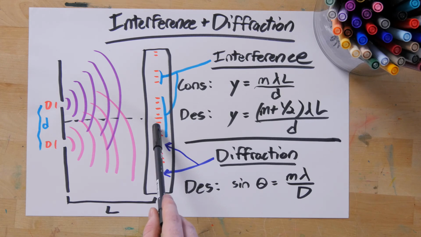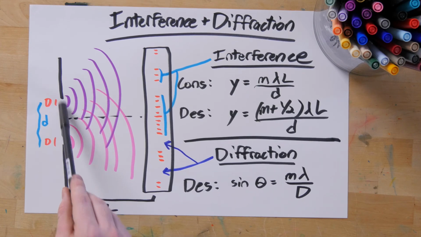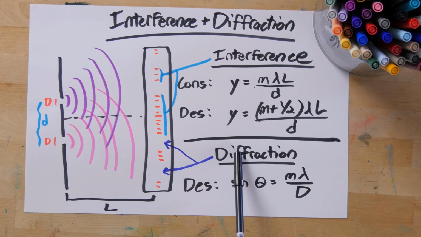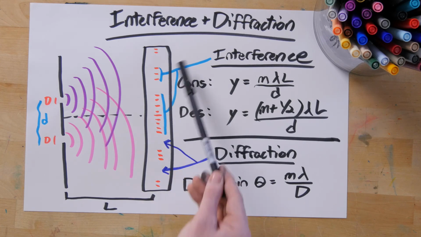Now, on the other hand, we can change the size of the slits themselves, and that will affect the diffraction pattern. So if I make the slits really, really thin by increasing big D, we'll see that sine theta must get bigger. So we'll actually spread out where these patches will go.